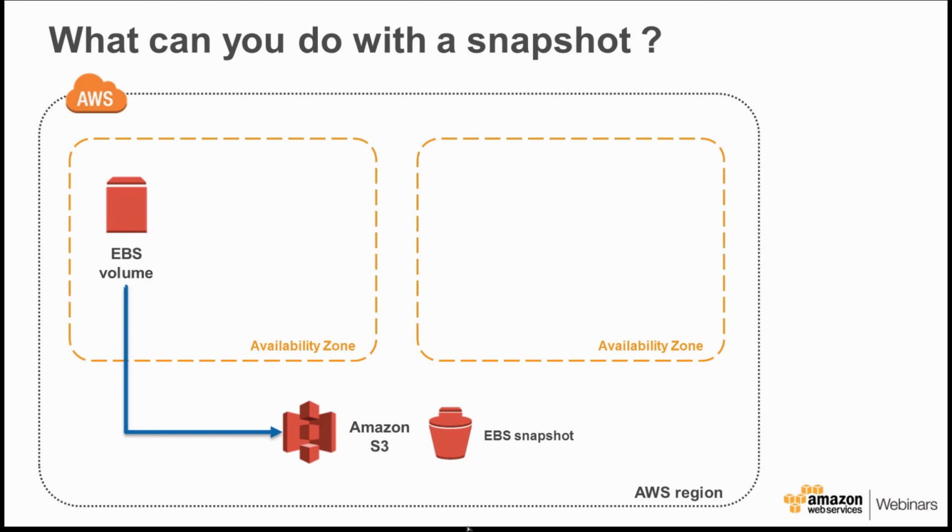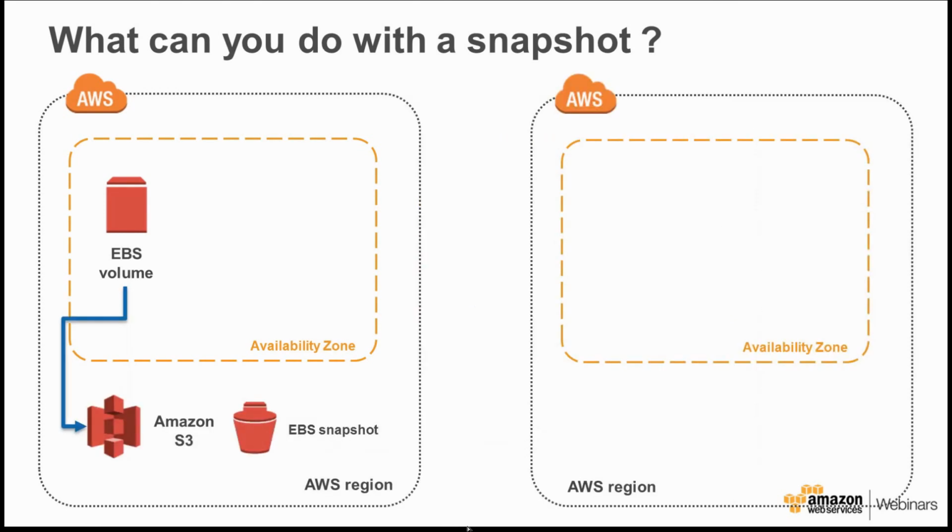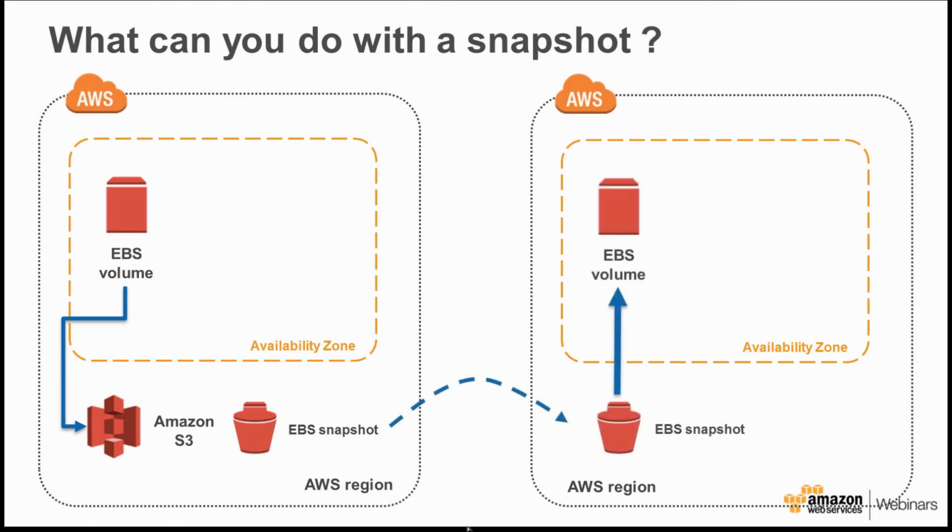So what can you do with a snapshot? Well, once you do have a snapshot, you can use an API and create new volumes from the snapshot in another availability zone. And when you're actually creating those new volumes, you can change the size or type of the volume. You also can use snapshots to copy data to another region. Copying snapshots to another region is a common disaster recovery strategy.